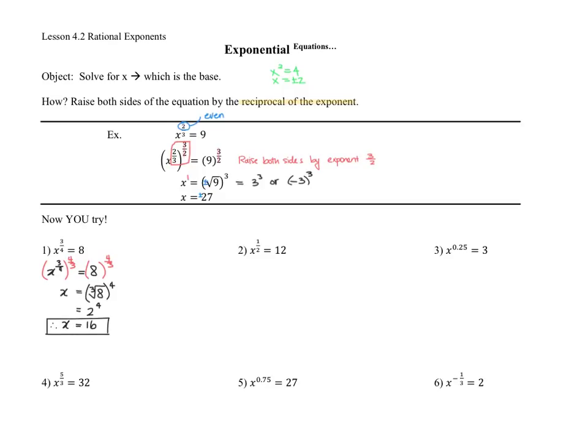And in this situation, we don't have to worry about a plus or a minus, or rather, we don't have to worry about two possible answers, because the numerator is an odd number. We only have to worry about the plus minus when the numerator is even.